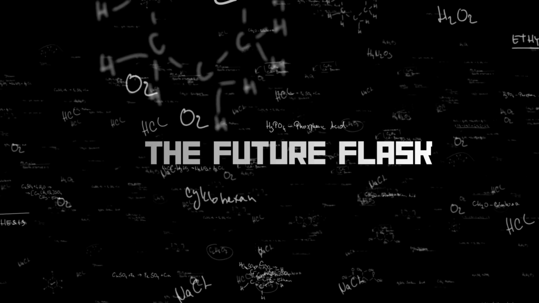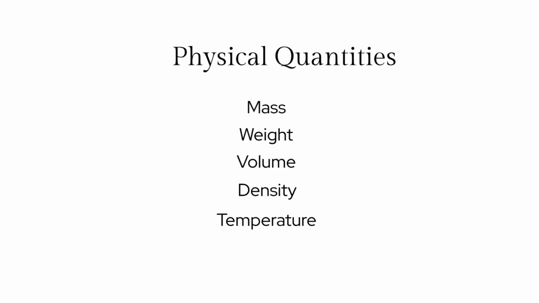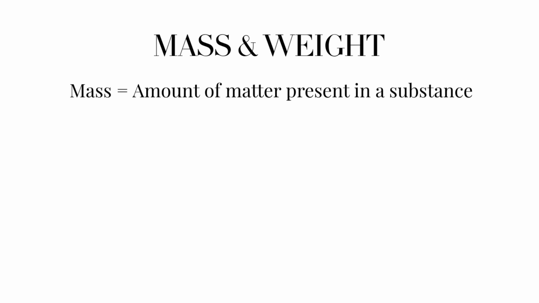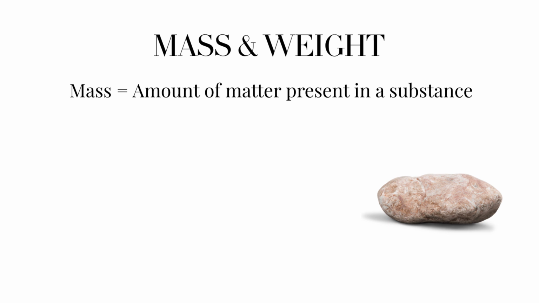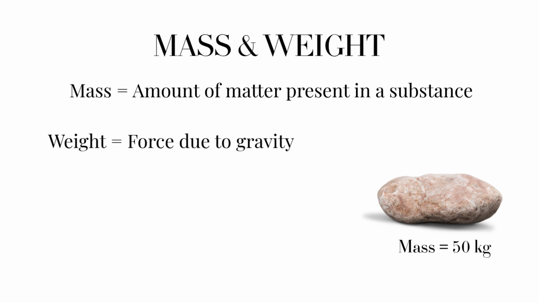In this video, we will understand some important physical quantities like mass, weight, volume, density, and temperature along with their units and important conversions. So let's begin with mass and weight. Mass is the amount of matter present in the substance. For example, if we take a stone, its mass tells us how much matter is present inside it. Weight is different. Weight is the force with which gravity pulls an object towards Earth.